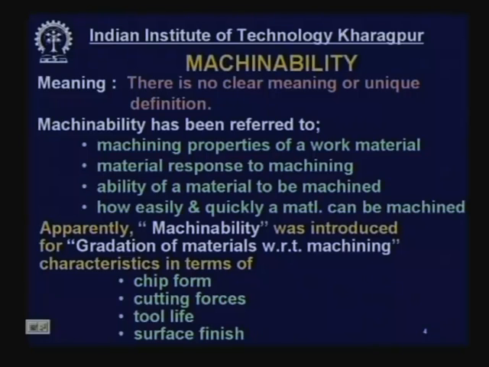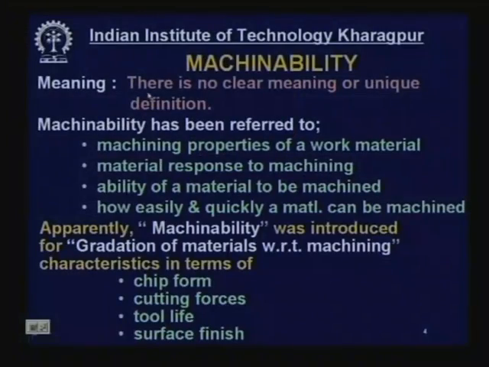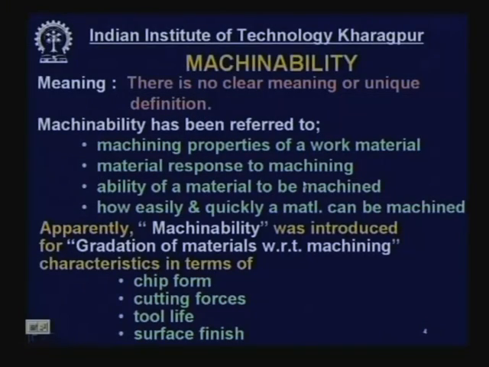Now, what is machinability? Really, even today it has not been possible to come out with a specific definition. There is no clear meaning or unique definition yet. It is used basically as a qualitative term. Many people are using this word machinability for different purposes, when they mean by it the machining properties of a work material. That means, how do work materials behave in machining? Then, material response to machining, almost the same.